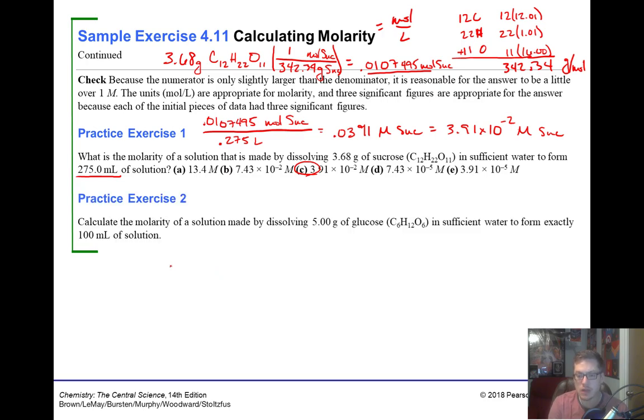Practice exercise 2 says calculate the molarity of a solution made by dissolving 5.00 grams of glucose in sufficient water to form exactly 100 milliliters of solution. All right, so go ahead and pause the video. Try this one on your own. It's very, very similar, right?